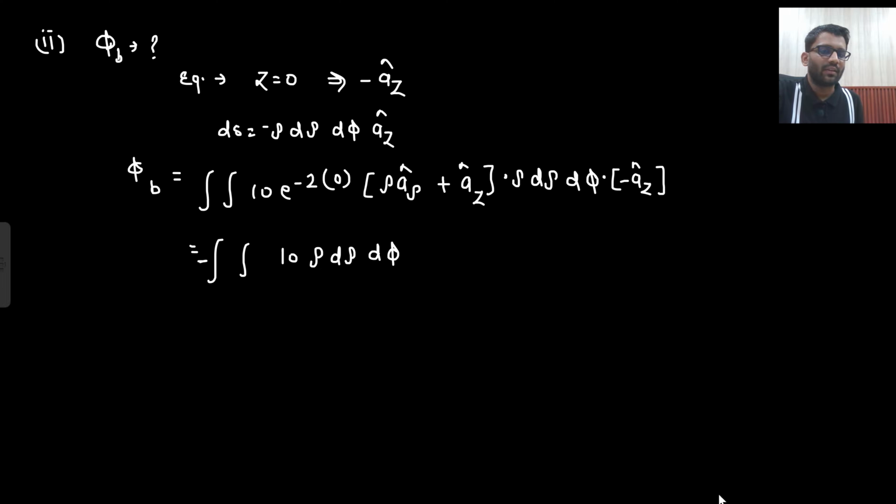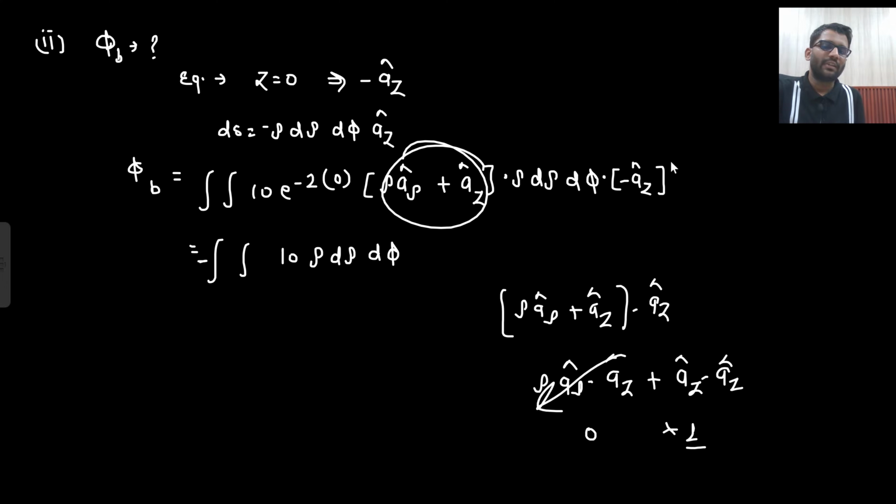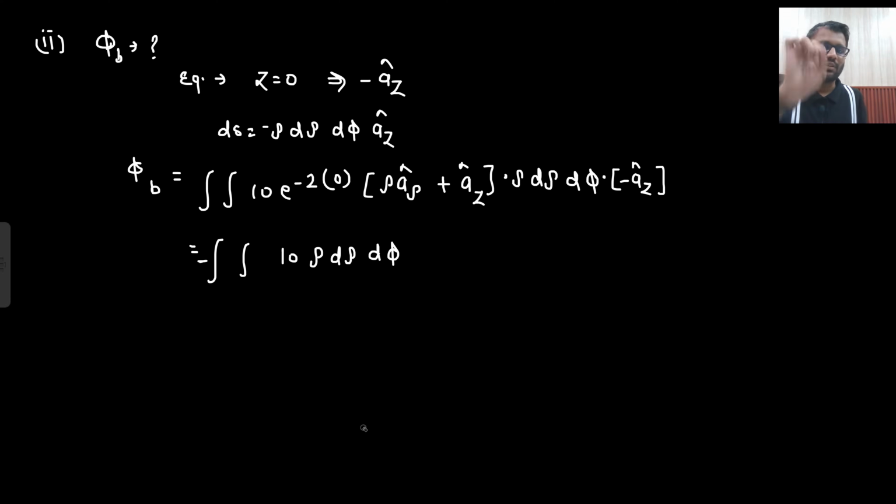What you are going to get? Rho a rho cap plus az cap. All are in multiplication, no? So dot product I am going to do between them. So what I am going to get? Rho a rho cap dot az cap plus az cap dot az cap. This minus sign I have taken here. Forget about the minus sign. This will be 0 and this will be 1. So the result of dot product is 1 between this and this. Is that clear to you? Yes. So the result of dot product is 1.